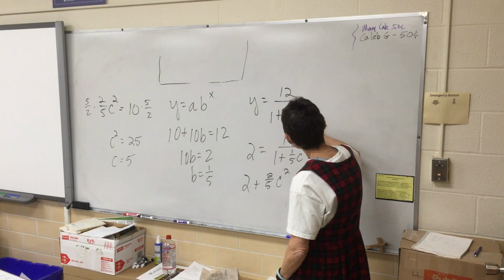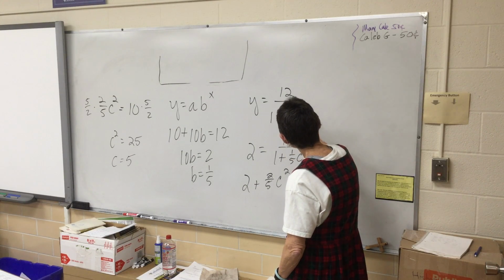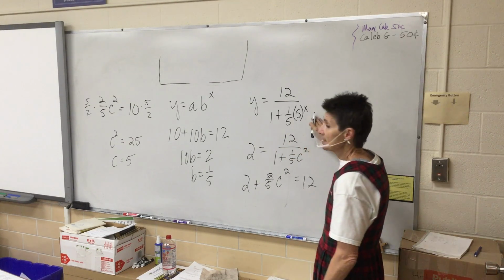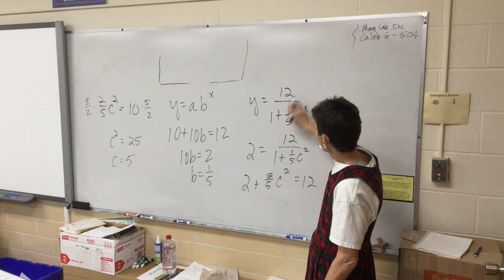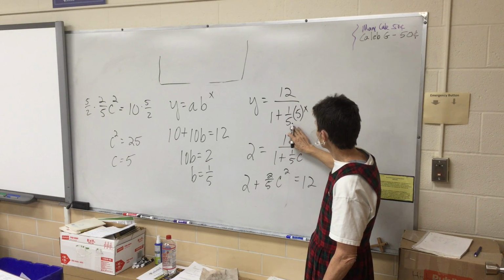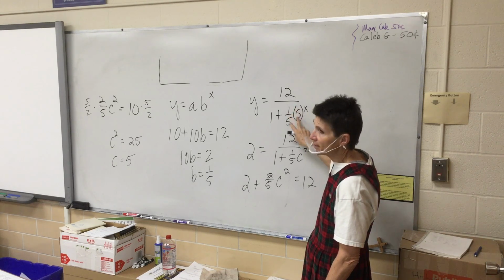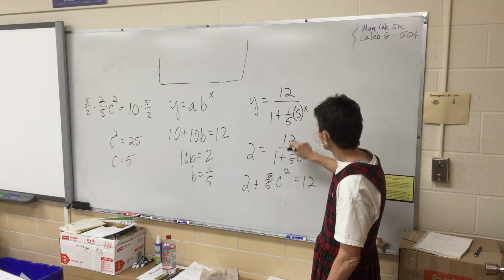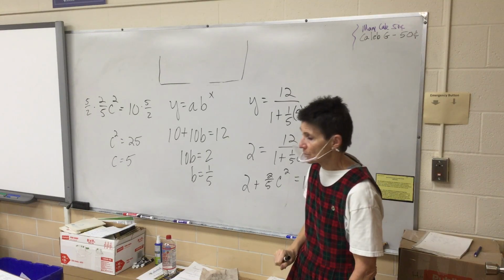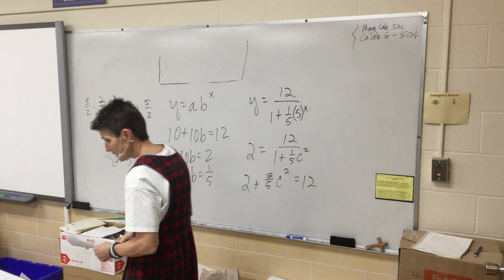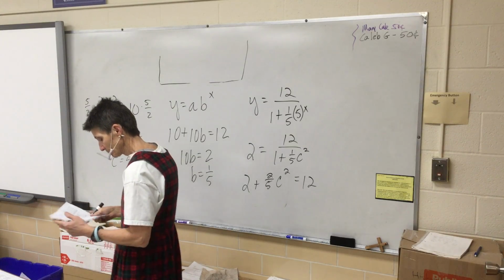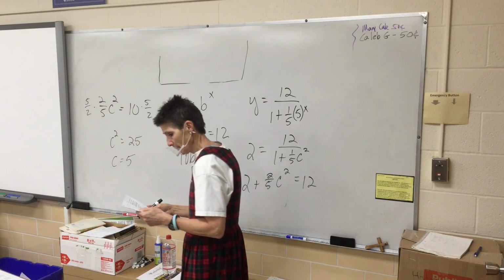So my final answer looks like this: y equals 12 over 1 plus 1/5 times 5 to the x. Do not cancel these. You can't combine those ever, ever, ever. They stay as two separate numbers. Okay? Grace, that answer your question? Yes, thank you. Uh-huh.